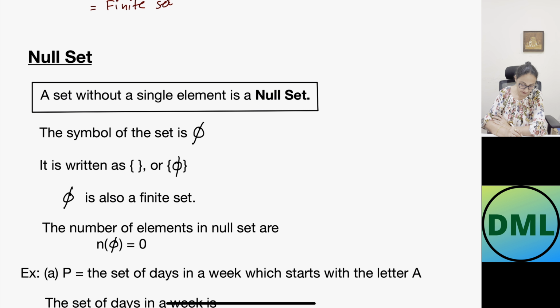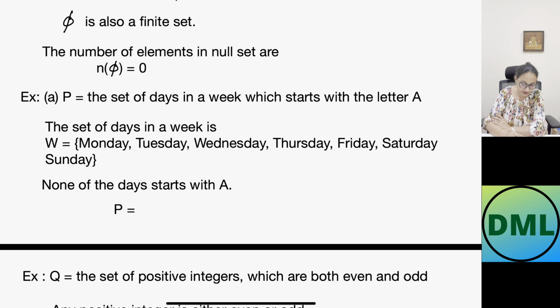Let's see one example here. P, the set of days in a week which start with the letter A. Is there any day of the week which starts with the letter A? Let's see the days of the week. The days of the week are Monday, Tuesday, Wednesday, Thursday, Friday, Saturday and Sunday. None of the days starts with the letter A. So this set is an empty set. Let's denote the empty set here. Either you denote it with empty brackets, or you can write phi, or you can write the set with phi inside it. This is your empty set.